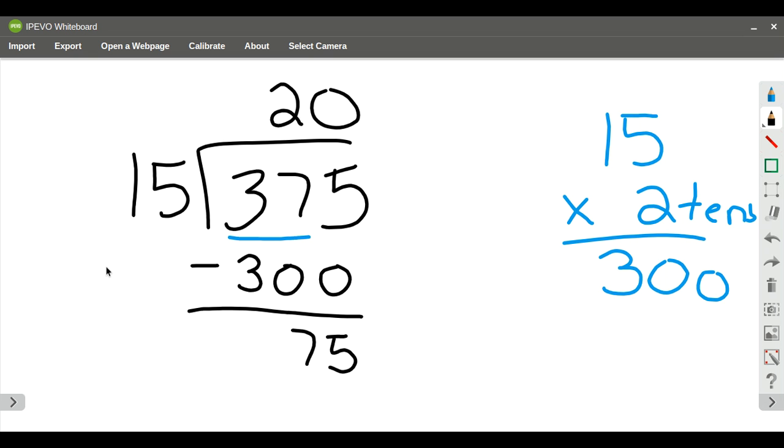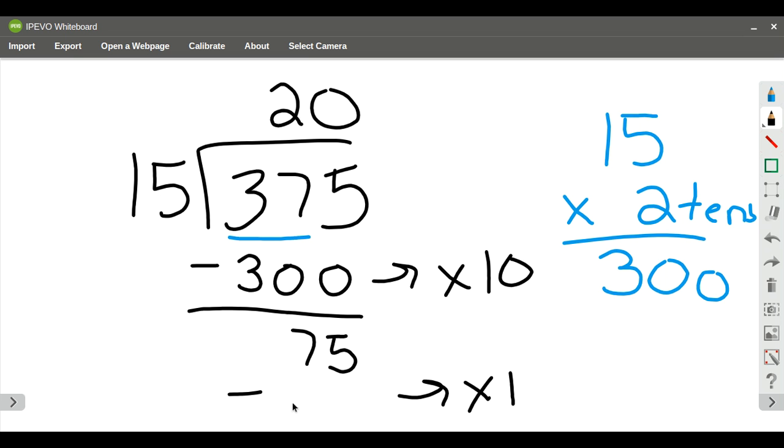So this right here, I multiplied by tens. Here, what I'm going to look at when I subtract whatever value I'm going to have is I'm going to multiply by ones. So my partial quotients are going to be what I multiply the divisor by in the tens place, and what I multiply the divisor by in the ones place.